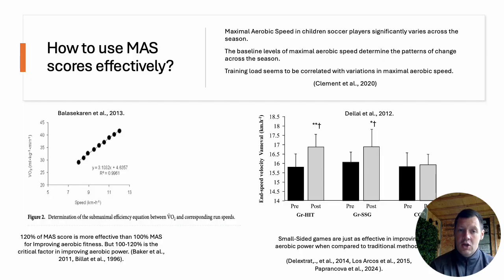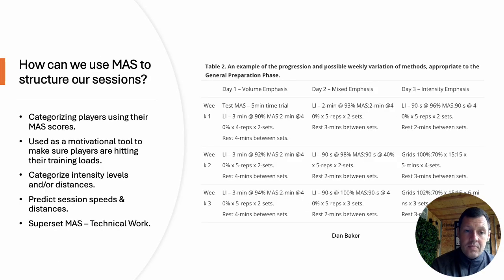So we can use both methods either adjacent to each other, or as a superset, or whatever training method we want to use. We don't have to use one or the other, we can use both to get the improvements. So how can we use MAS score to structure our sessions?